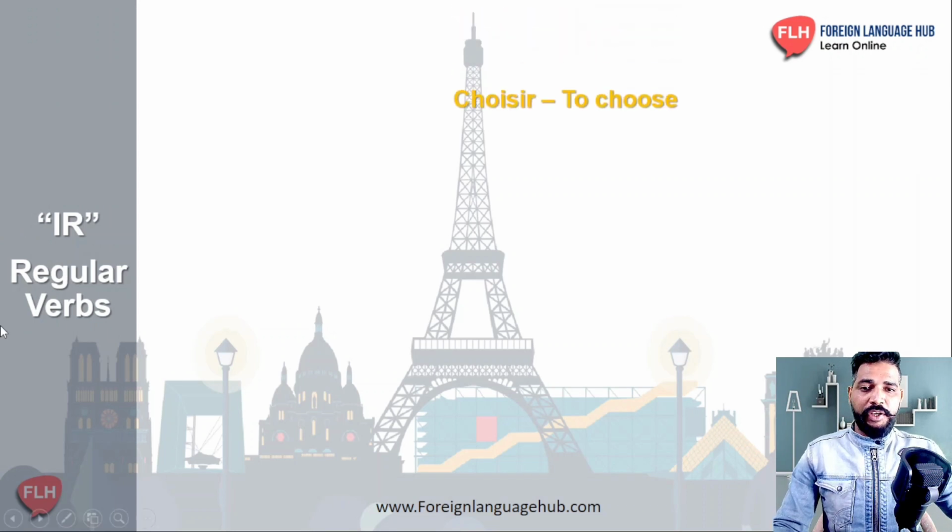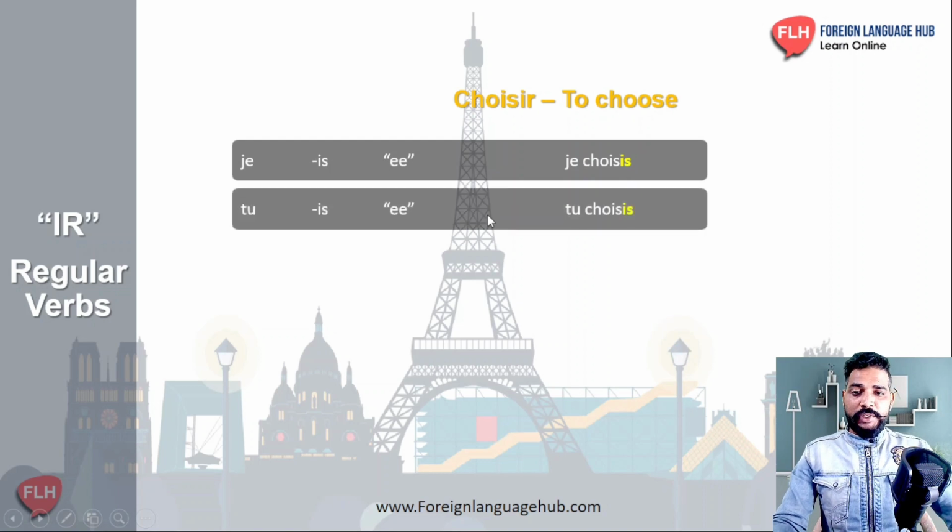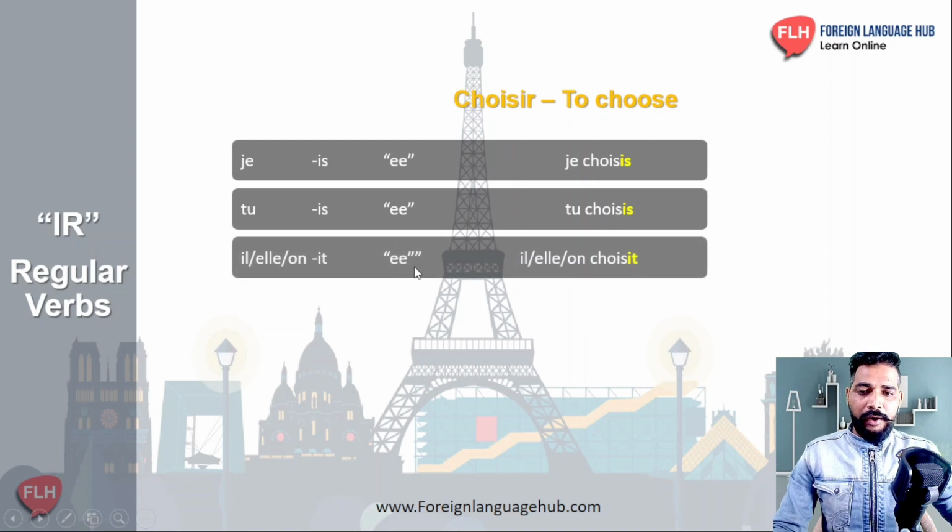Here we are taking the verb choisir, to choose. With je, we remove IR and put IS, so it will be choisi. Je choisis. Tu choisis, the ending is IS. Il, elle, on choisit. Now it's ending with IT, but the pronunciation is the same.